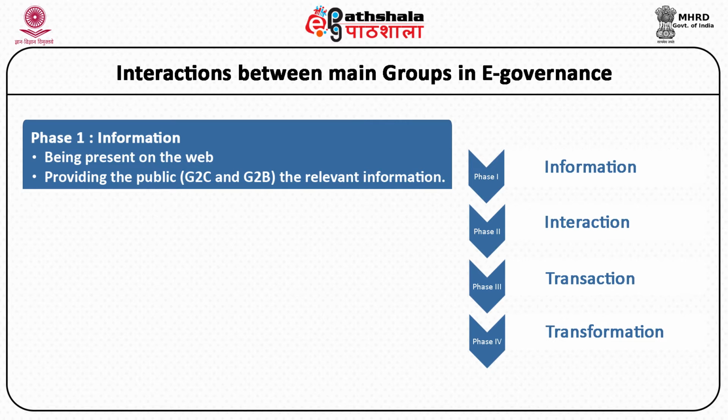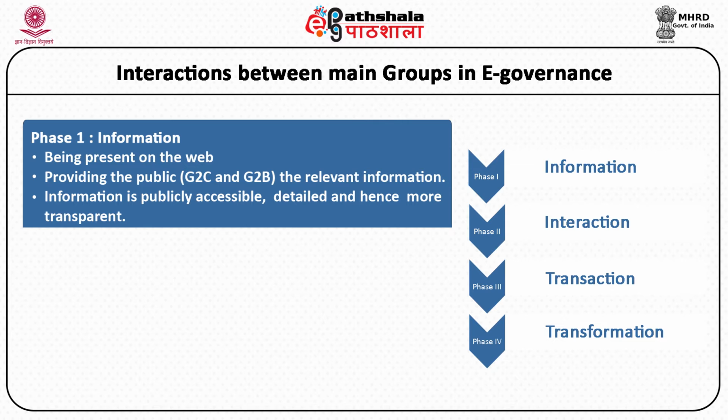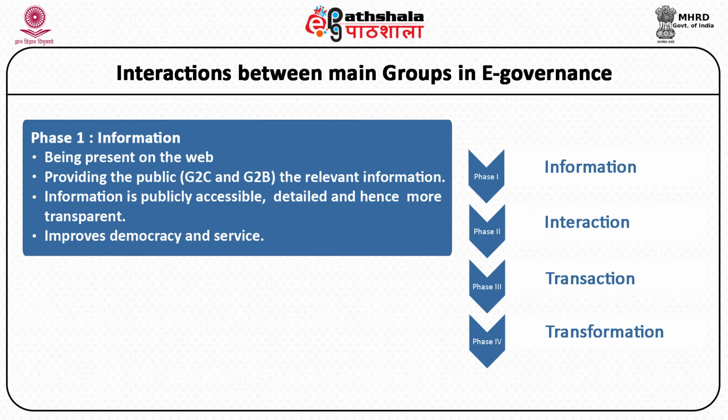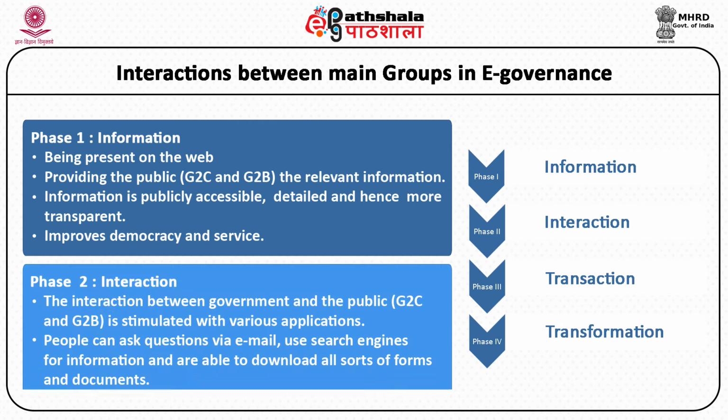This information which is provided by the government on its website is easily accessible, publicly available, transparent, and there is no secrecy on the part of the government in providing this information. Anyone can access this information. The second phase is the interactions.